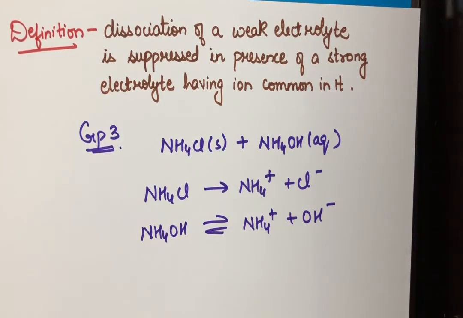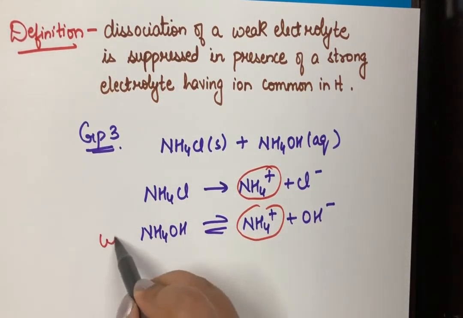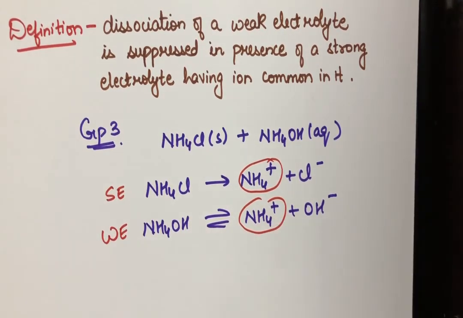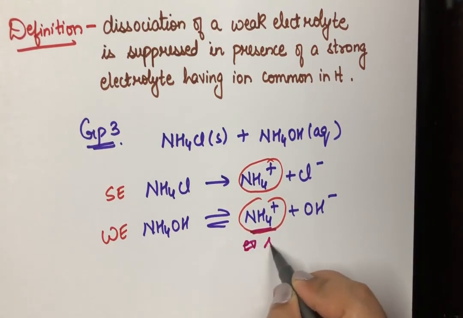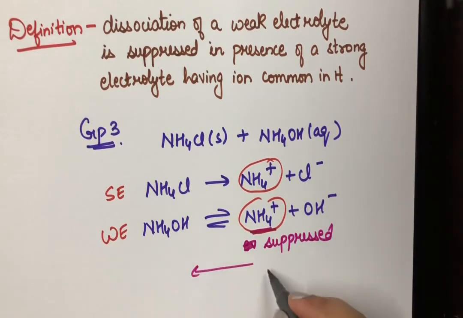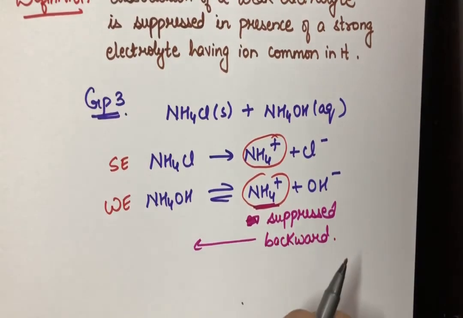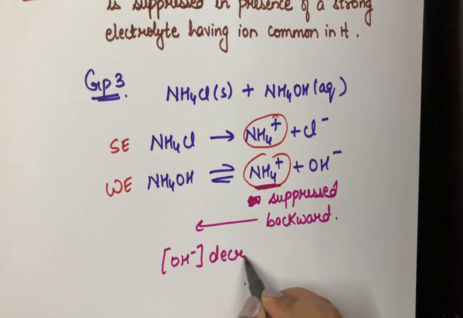Now what will happen? Again, there is a common ion present in both, the NH4 ion. This is your weak electrolyte, this is your strong electrolyte. So due to the presence of the common ion, the dissociation of this is even suppressed. According to Le Chatelier's principle, the reaction will move in the backward direction. So what will happen due to the movement in the backward direction? The concentration of OH minus decreases. Now you have a lesser amount of hydroxide ions in the solution.